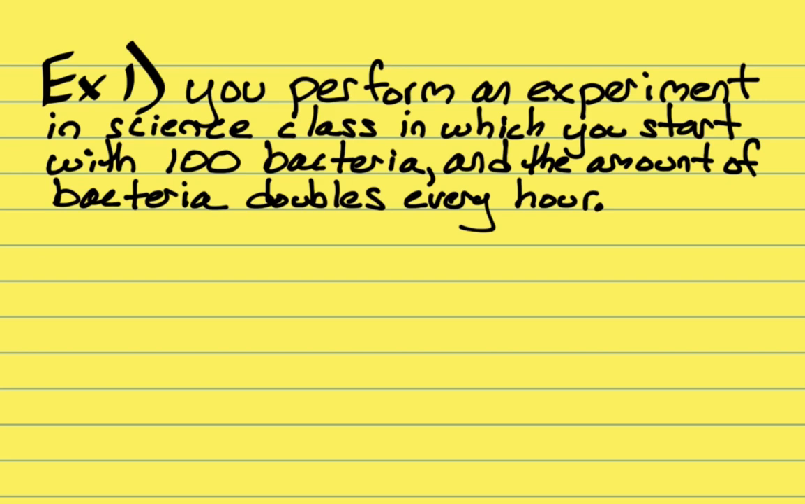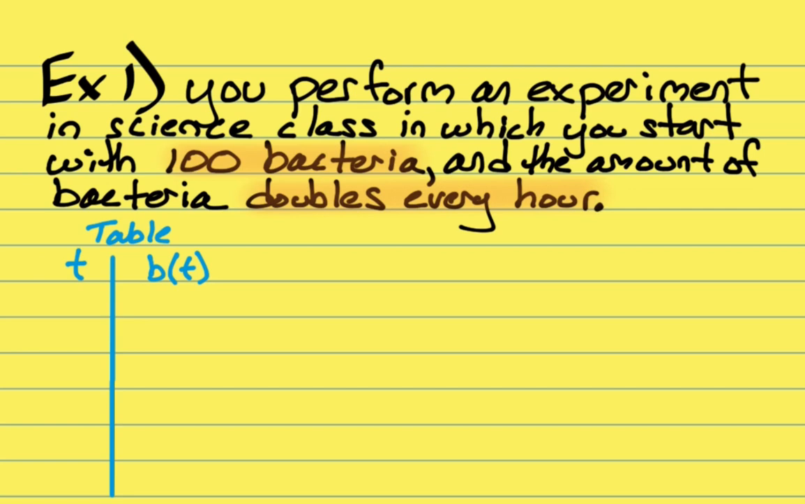You perform an experiment in science class in which you start with 100 bacteria, and the amount of bacteria doubles every hour. Let's highlight what's important. There are 100 bacteria, and they double every hour. Those are your A and B values, the initial value and common ratio. First, let's see how this looks in a table.